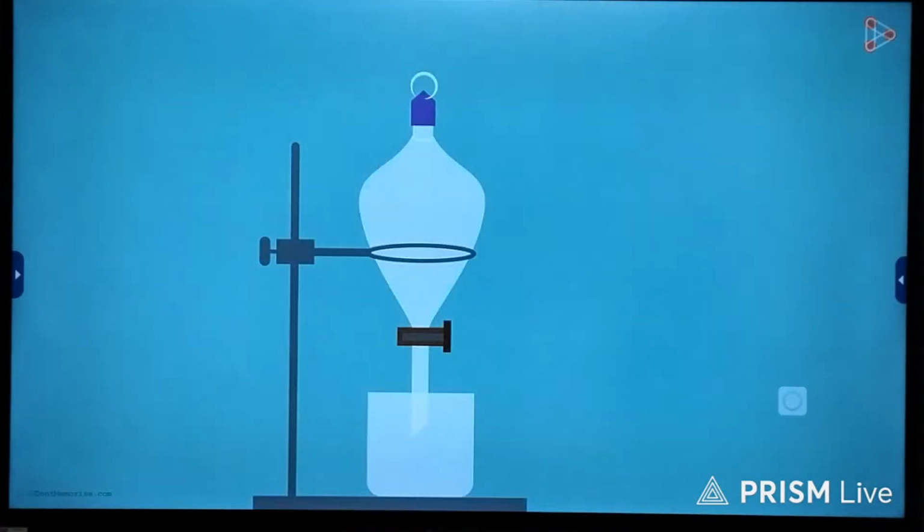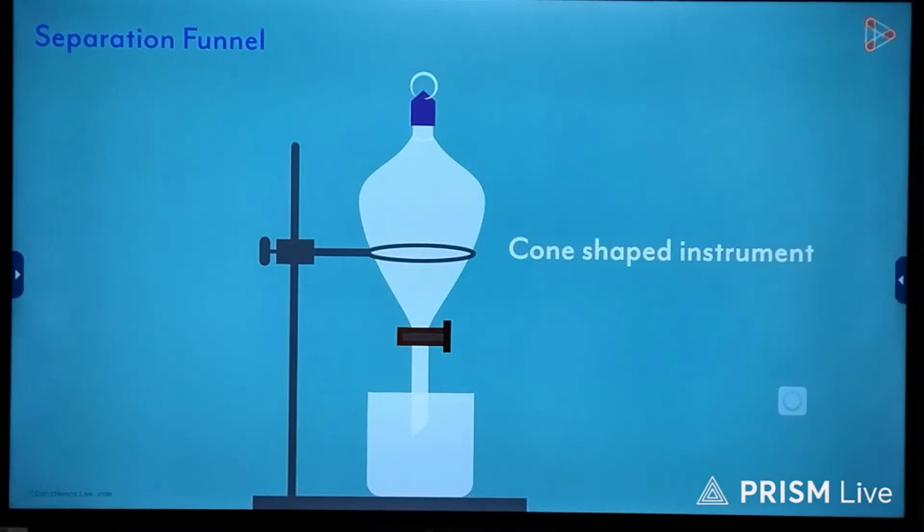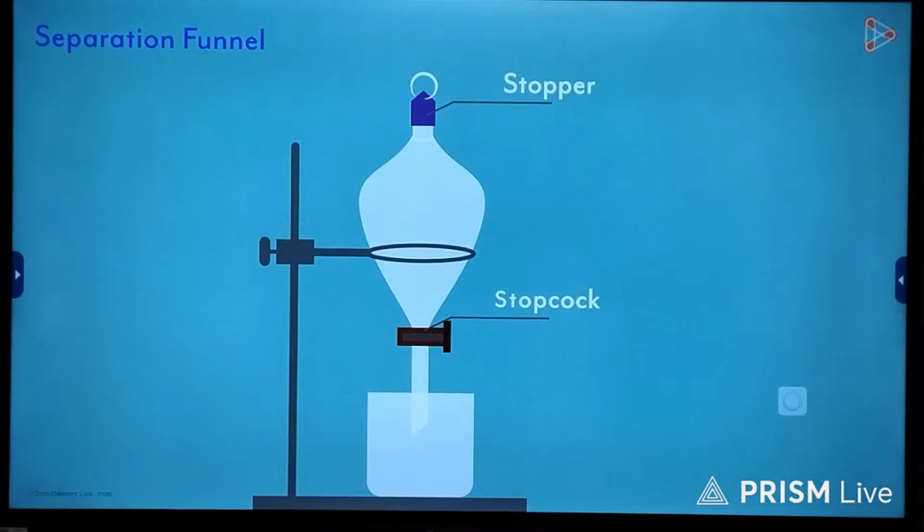For this, we have a special apparatus called a separation funnel. What do you think this funnel does? Look at the funnel closely. It is a cone-shaped instrument made from glass. It has a stopper at the top to close the mouth of the funnel, and there is a tap or a stopcock at the bottom. When it's opened, the liquid will flow out, and when closed, it will stop flowing.